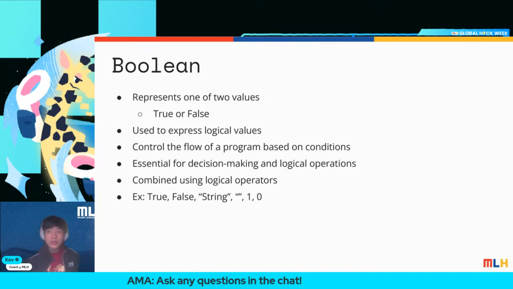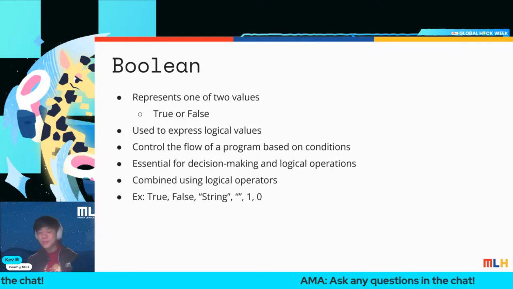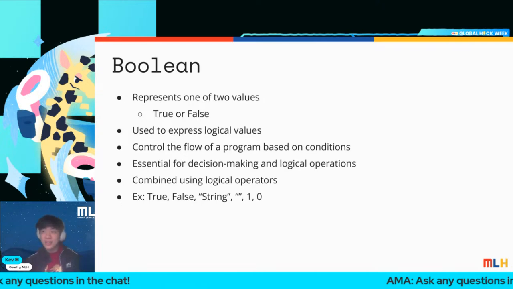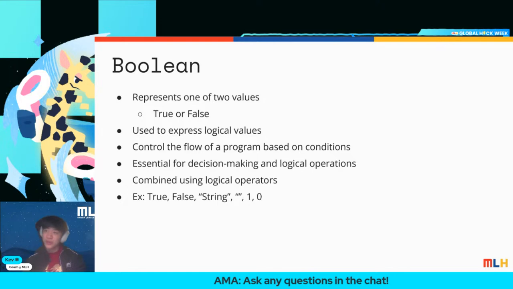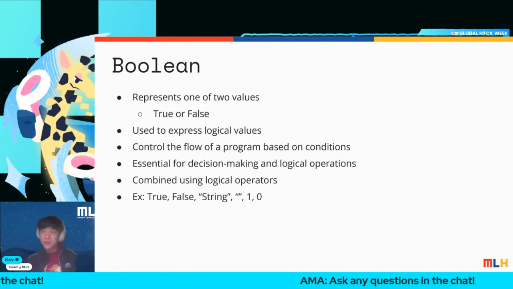It's also essential for decision-making. An example would be if I provide information to a program saying my name is Kevin, and the condition should be: if Kevin is the person who's talking to me, I want to do one thing next. If Kevin is not the person who's talking to me, I want to do something else. It can also be used in combination with logical operators, which we'll cover either in this stream or in the following stream.